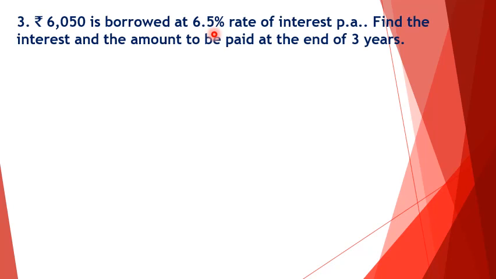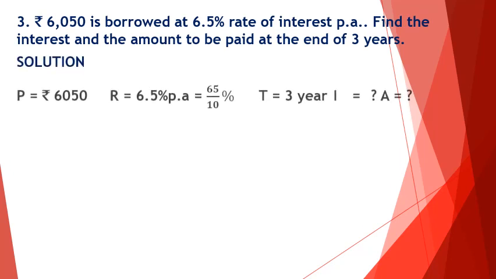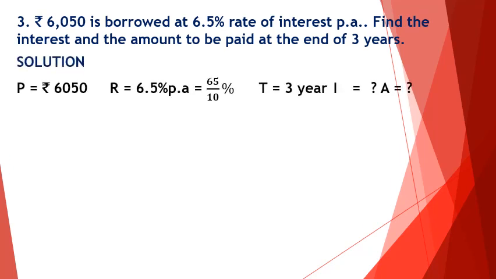Next, the amount and interest we have to find. Find the interest and the amount to be paid at the end of 3 years. That means time T equal to 3 years. Simple interest I and amount A we have to find out. So these things first of all we have to write. Now do you remember the formula of simple interest? Yes, simple interest SI equal to PRT upon 100. Now you have to substitute the values over here.